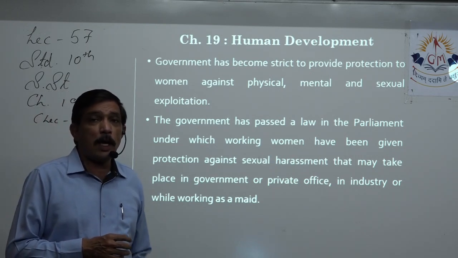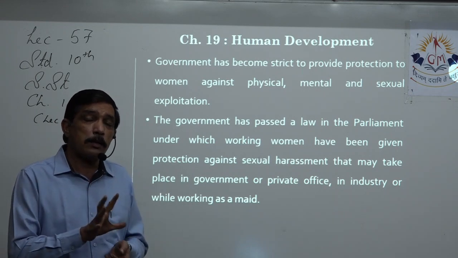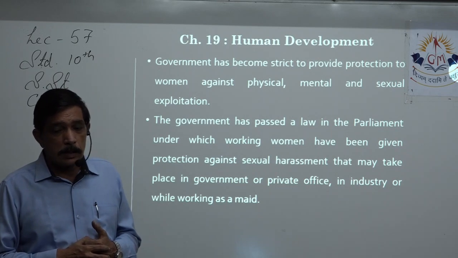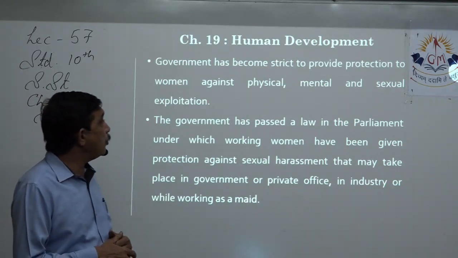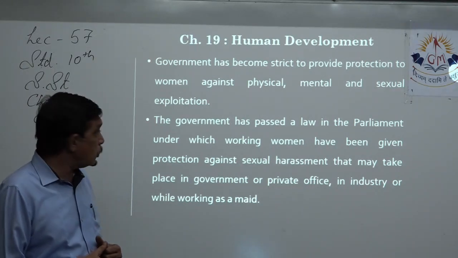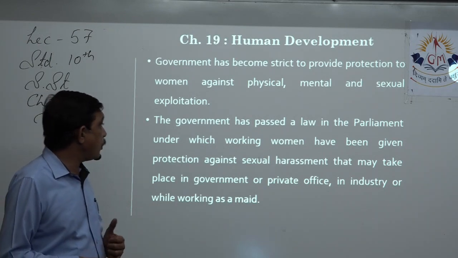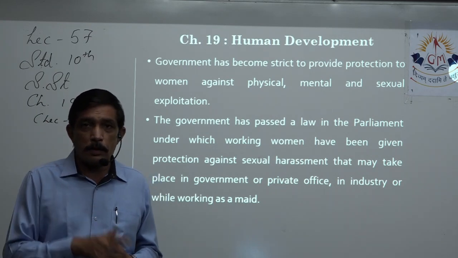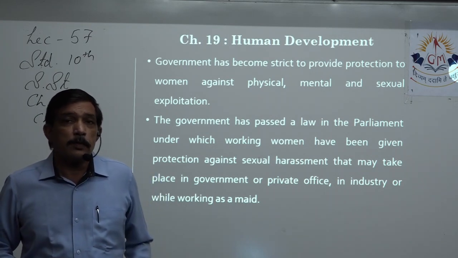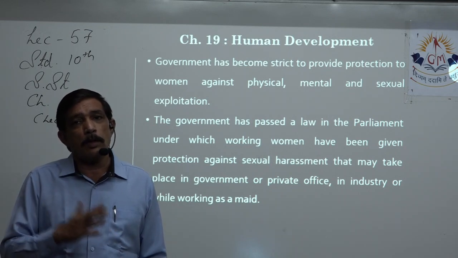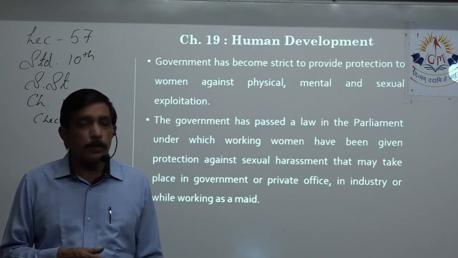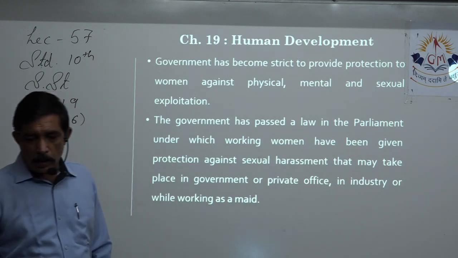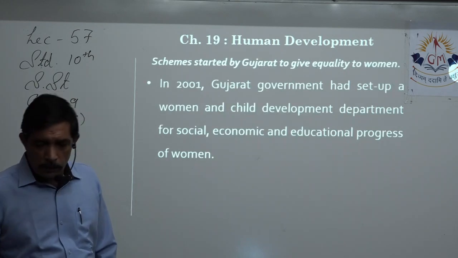It is a legally backed act. So women can get justice when any physical, mental or sexual abuse is done to them. The government has passed a law in parliament under which working women especially have been given protection against sexual harassment in the office, the factory premises, or the institution or organization, either government or private, or when working as a maid. All of them are covered.